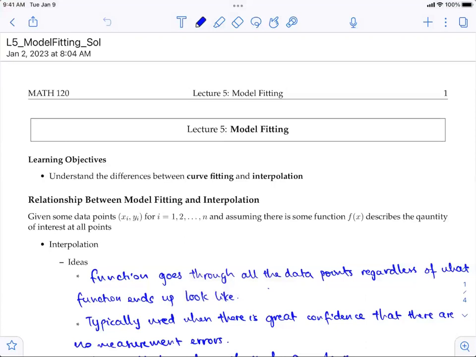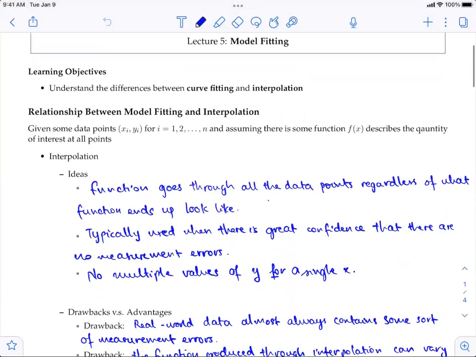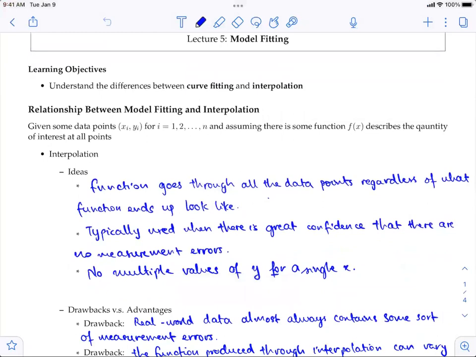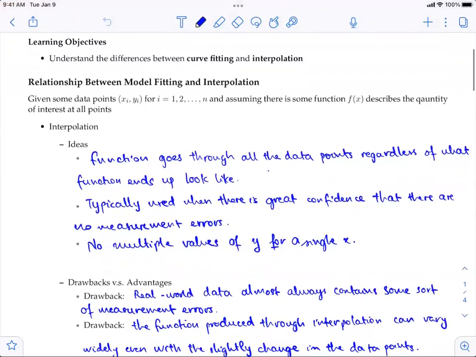So what are the differences between curve fitting and interpolation? The idea for interpolation is that you derive a curve or a function that goes through all the data points regardless of what the function ends up looking like. Okay, so let me scroll down a little bit and show you the graph, right?